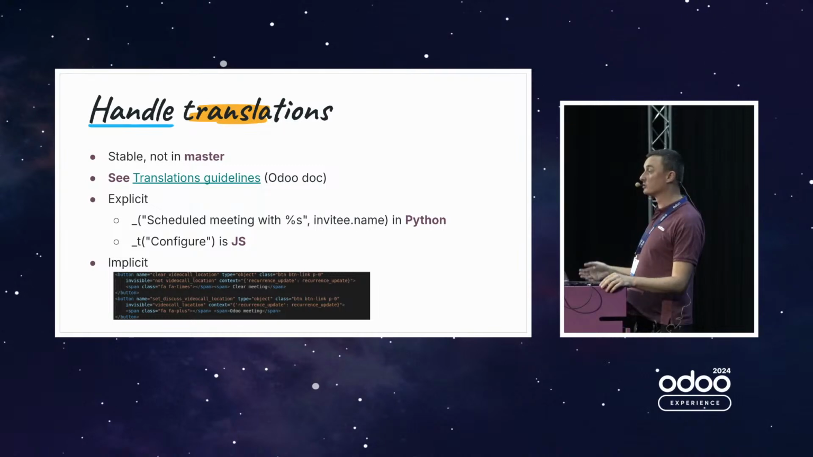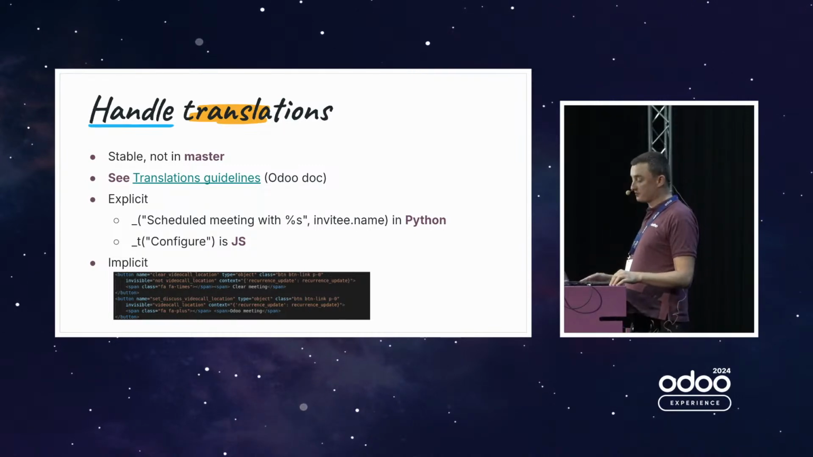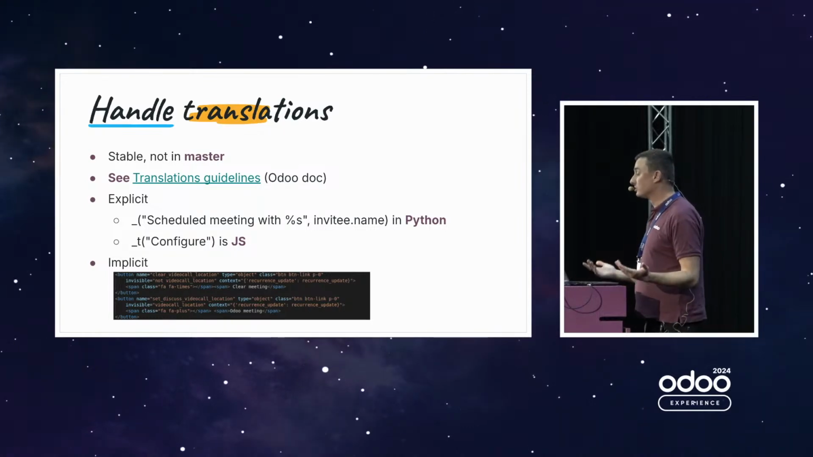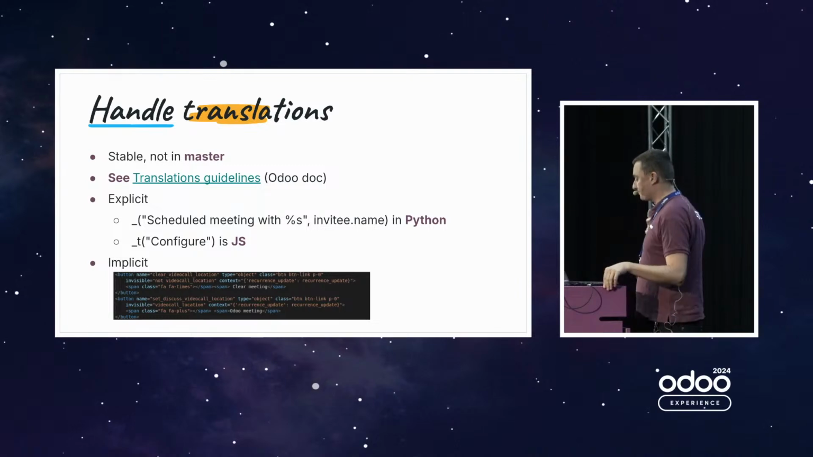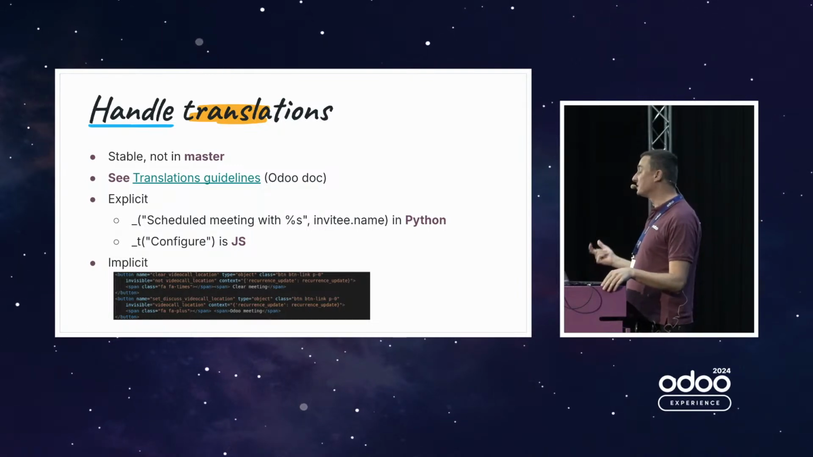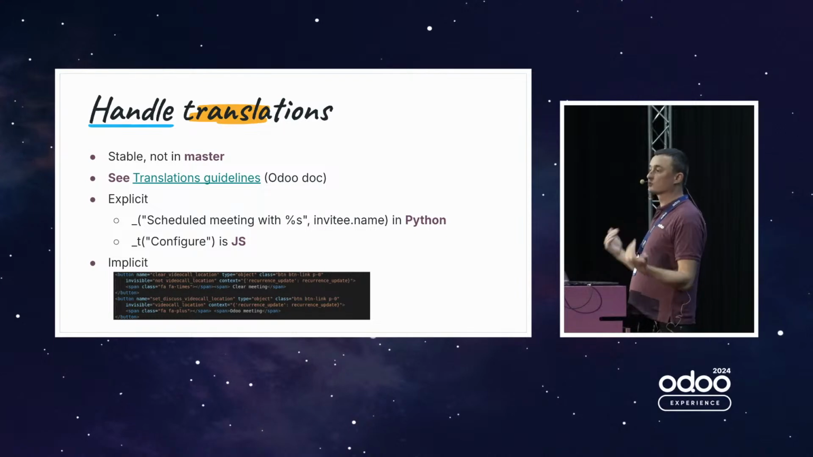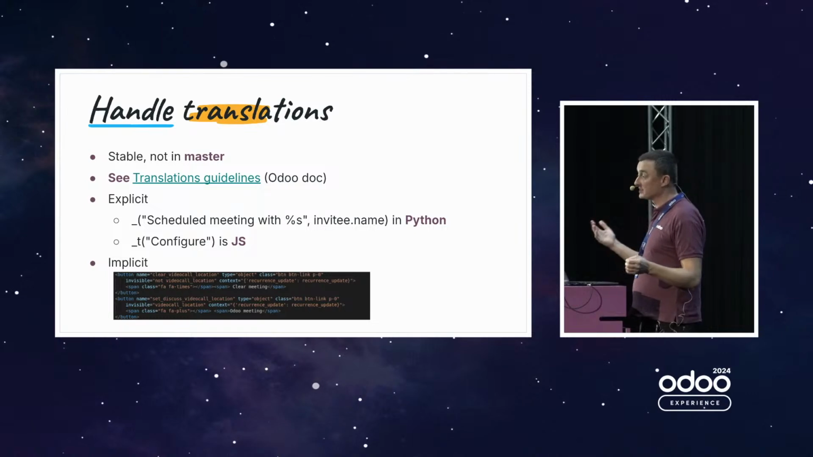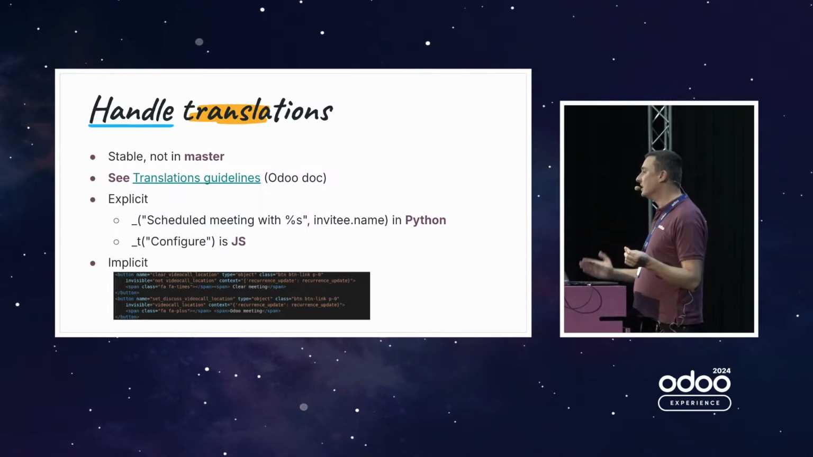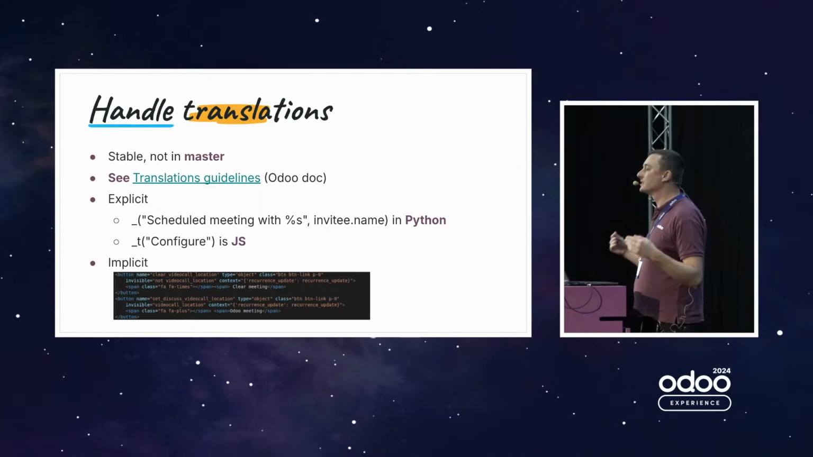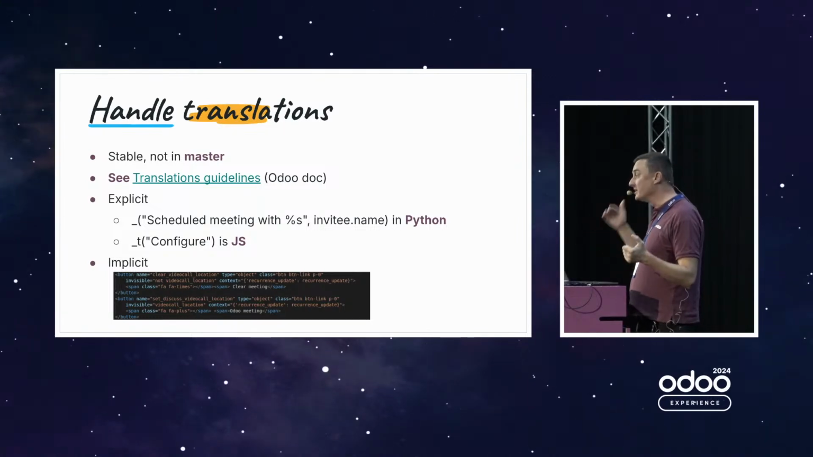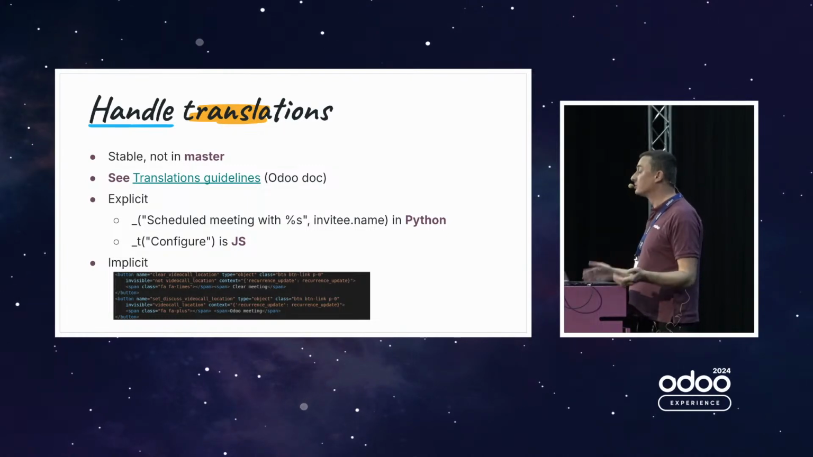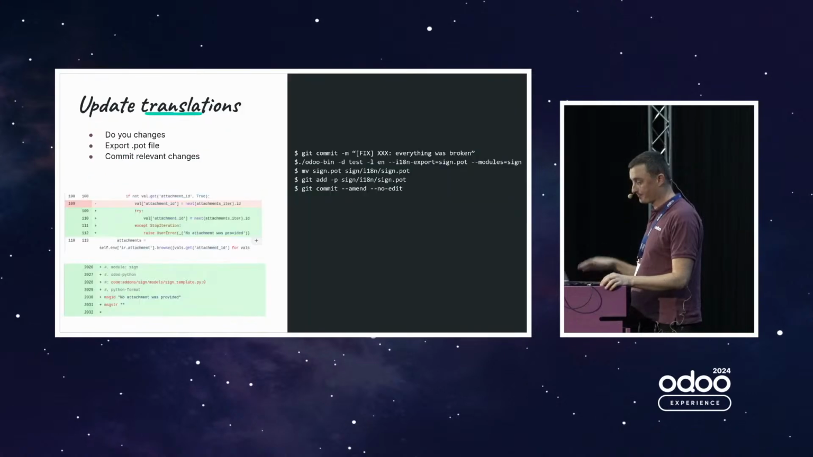You can do it in Python, JavaScript, but you also have some implicit translation. Everything in the template, the XML files, the field name, the field helpers, and things like that, everything is translated. So you need to make sure that when you do a fix in stable, master is not affected, you update the translation. You make sure that it's possible to update the translation in Odoo. Otherwise, the string won't be found and you won't be able to translate it for your users.